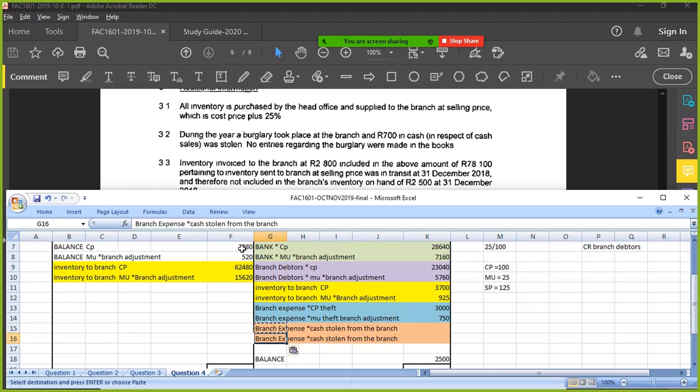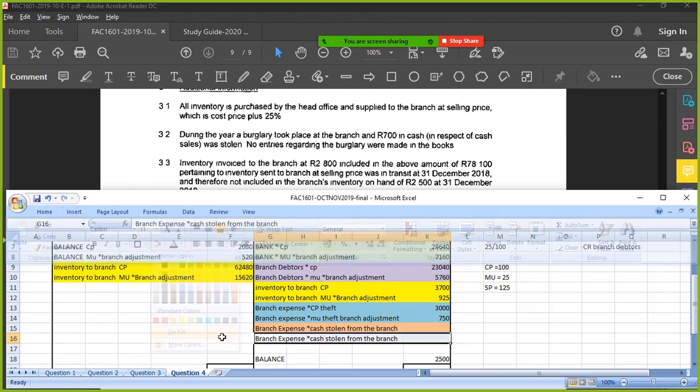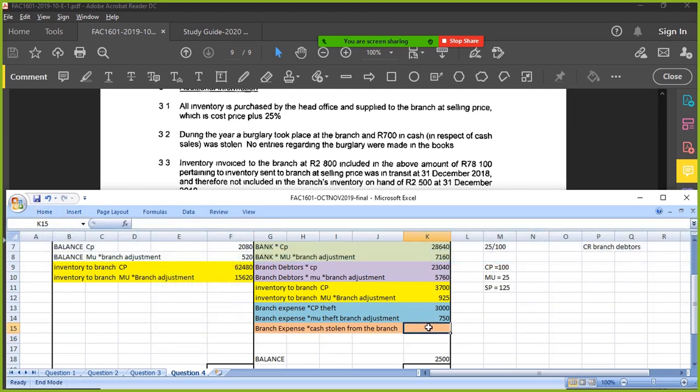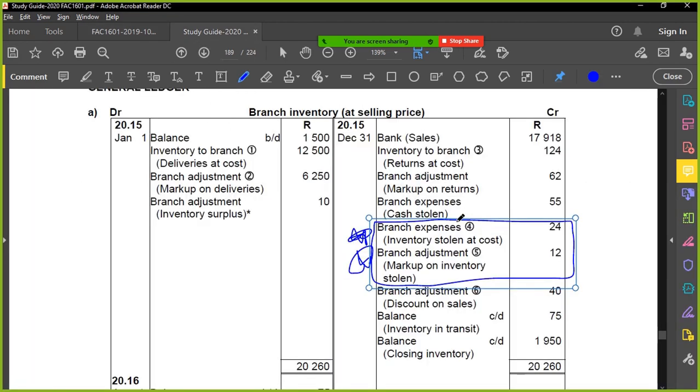And then obviously you're going to have a branch adjustment account. I don't think you do that if cash is stolen. You don't break it up. Cash, yes. Obviously, cash doesn't have a markup. Sorry, that's correct. It's not a sale, it's not stock. They stole cash. They didn't steal stock. That's correct. 700 needs to go there. 700 goes to branch expenses. Was that right? Let's just double check. Branch expenses. Yes. Perfect.